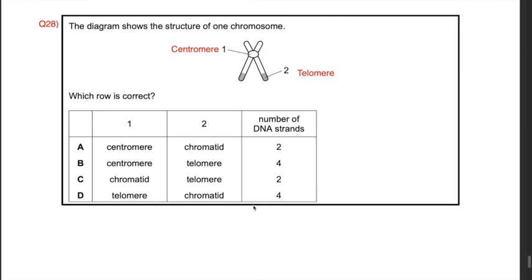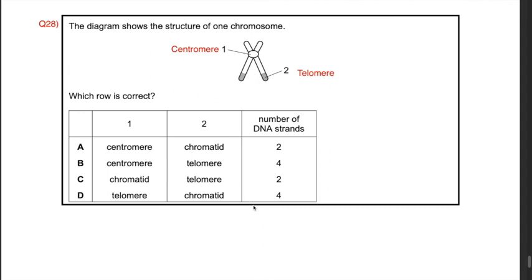Question 28. The diagram shows the structure of one chromosome. Which row is correct? You should know what the key parts of a chromosome are. The part labeled 1 is the centromere, and that is what holds the two chromatids together. The part labeled 2 is the telomere, and that, as we mentioned in the previous questions, is required for multiple cell divisions to occur. Therefore, 1 is centromere, leaving us with the answer being either A or B. 2 is telomere, and that leaves us with the answer being B.